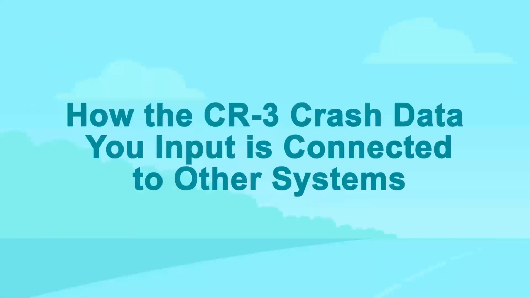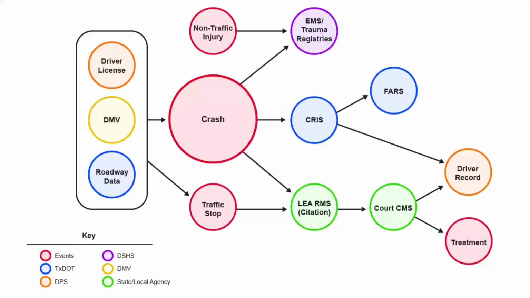How CR-3 crash data is connected to other systems. While it may seem like the main uses of your CR-3 crash reports are insurance companies and courts, the reality is that your data is connected to many systems maintained by Texas agencies. Without even knowing it, you may have contributed to and benefited from these systems.